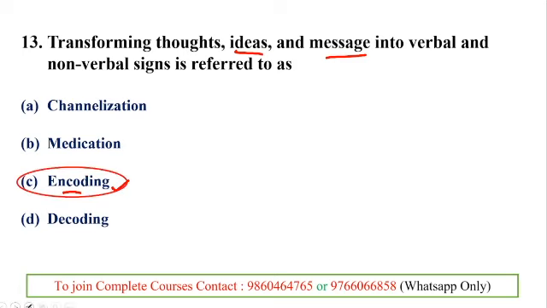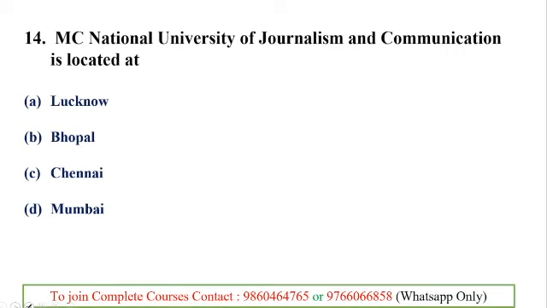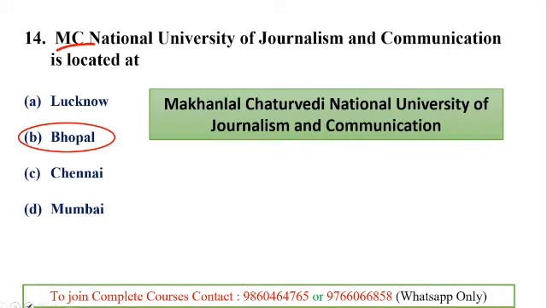Clear. Then, MC National University of Journalism and Communication is located at which place? That is the full form of MC National University. So the National University of Journalism and Communication is located in Bhopal, Madhya Pradesh, and MC stands for Makhanlal Chaturvedi National University of Journalism and Communication.